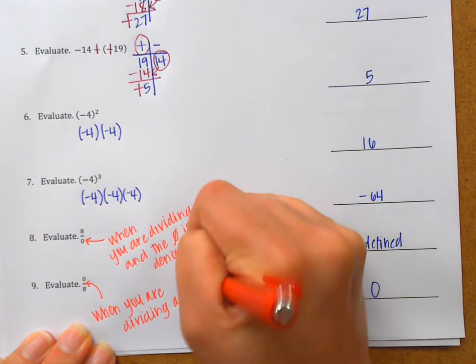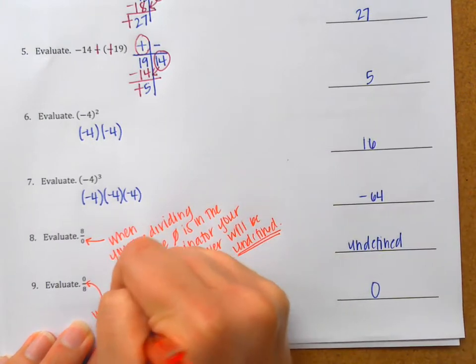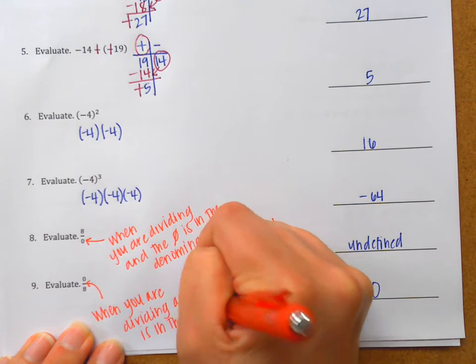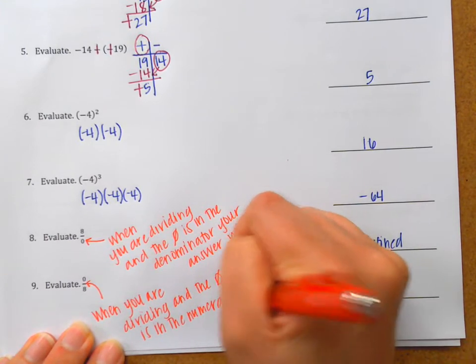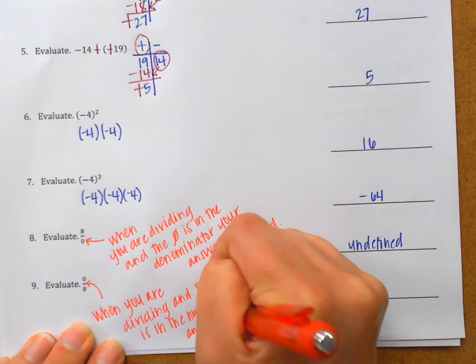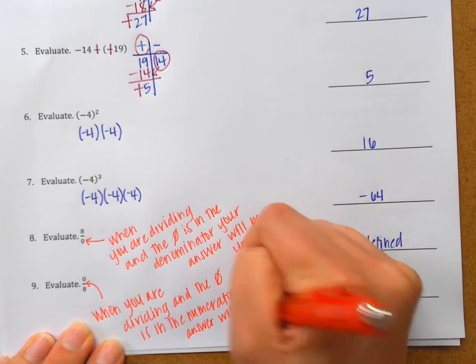So when you are dividing and the 0 is in the numerator, your answer will be 0.